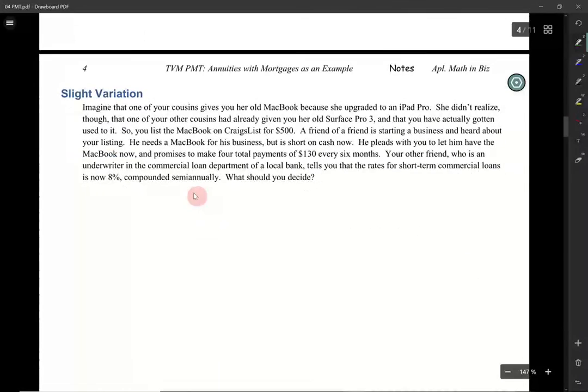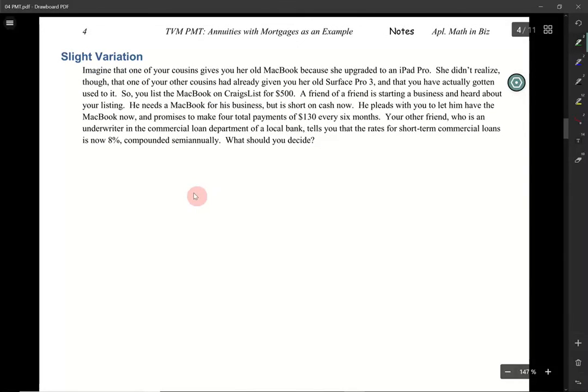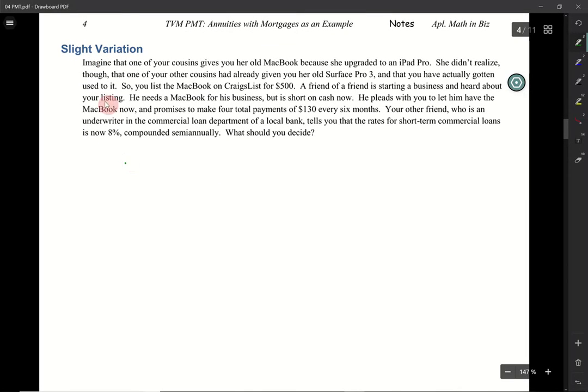So now let's try a slight variation. Imagine that one of your cousins gives you her old MacBook because she upgraded. Another cousin gives you the old Surface, and you've actually gotten used to it. So $500, same thing. He needs his MacBook, short on cash. He pleads with you and promises to make 4 total payments of $130 every 6 months.